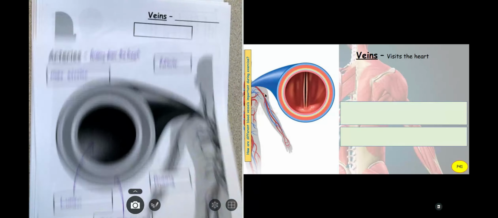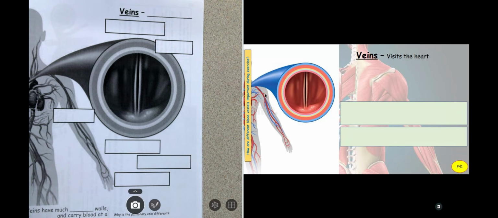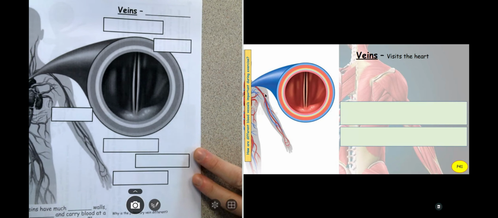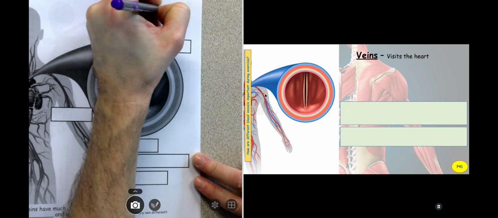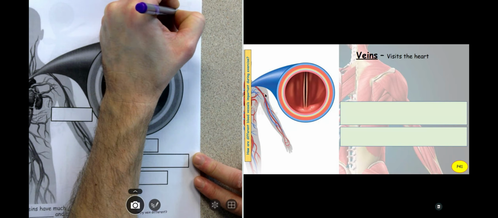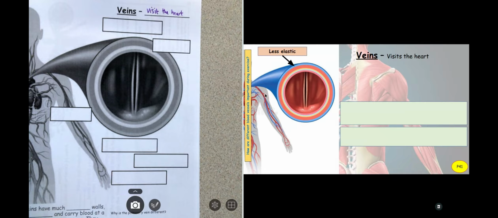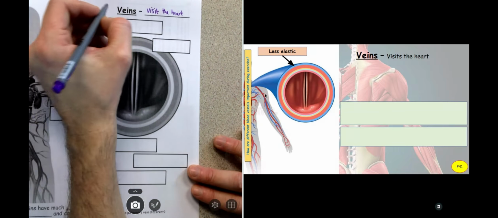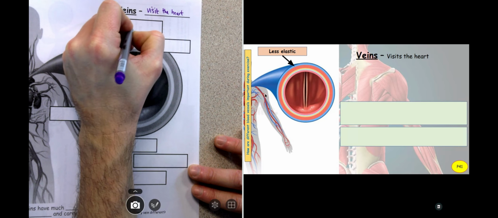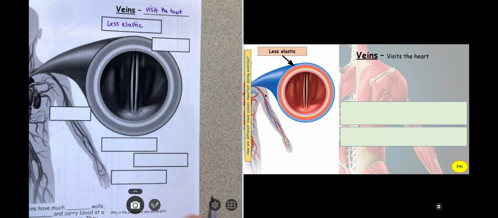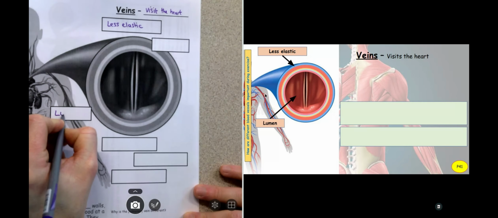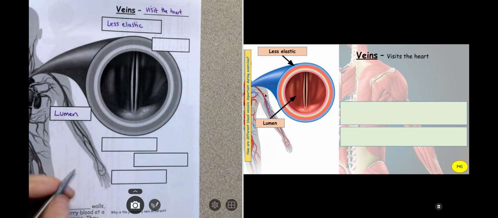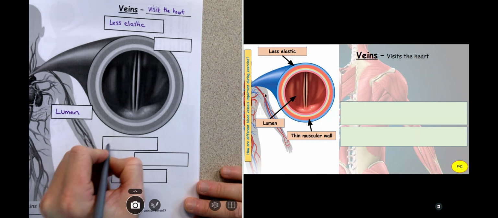Okay, turning the page onto veins. So onto the next page. Exactly the same layout, just for the other side. So veins, their main characteristic is that they visit the heart. So they are less elastic, and that will be because they are under lower amounts of pressure. They will still have their lumen, the sort of tube in the middle. The muscle walls are thinner.